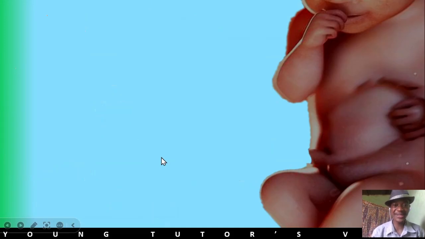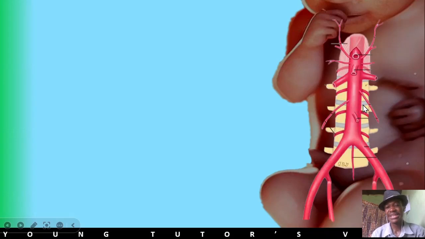So now let's see what is happening to the blood that is flowing through the descending thoracic aorta. What we have here is the fetus having this descending aorta. This descending aorta at the level of L4 terminates by bifurcating into the common iliac arteries. The common iliac arteries also bifurcate, as we can see here. They bifurcate to form this one, the external iliac artery, and this one, the internal iliac artery.